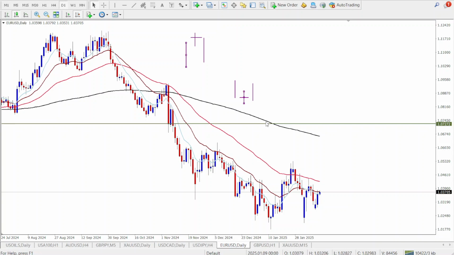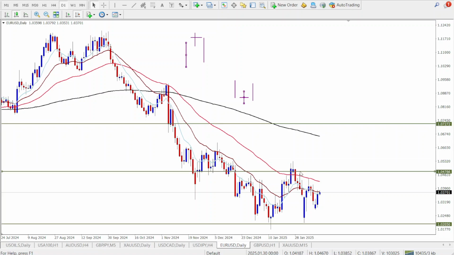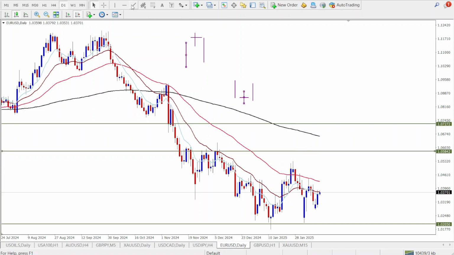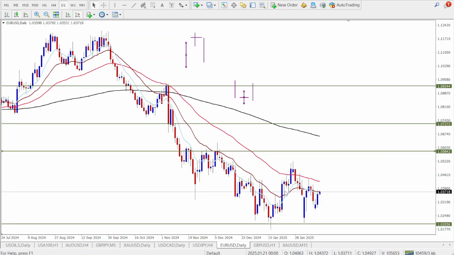Okay, then look for confluence. The best trades happen when the moving average aligns with support and resistance zones. Okay, and then avoid choppy markets. Moving averages work best in trending markets, not sideways price action. So by following these steps, you filter out low quality trades and only enter high probability setups. And that is how you combine moving averages with candlestick patterns to improve your trade accuracy.